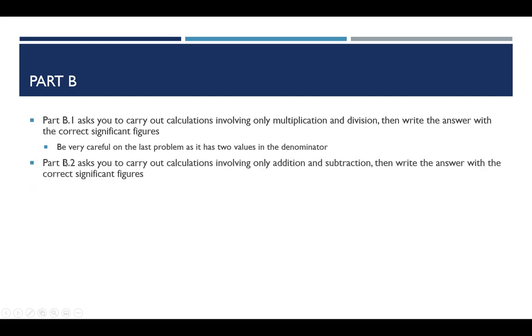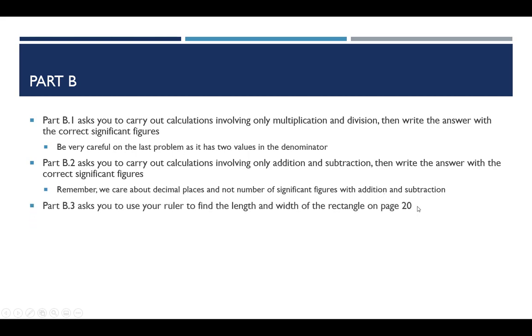Part B2 asks you to use calculations involving addition and subtraction, and write the answer with the correct significant figures. And remember that you care about the decimal places with addition and subtraction. You should not be asking yourself how many significant digits there are when you're doing that.